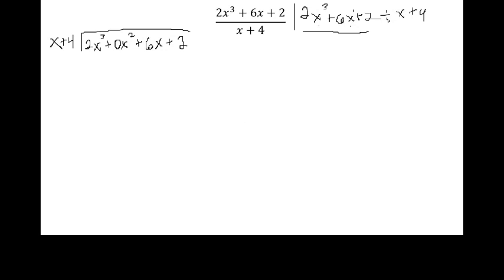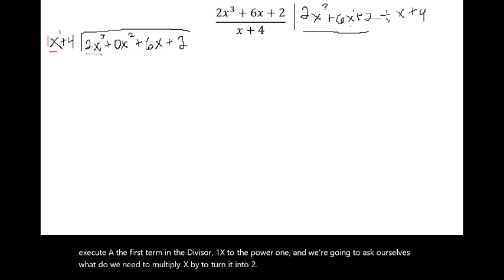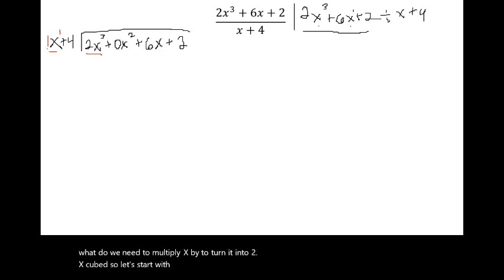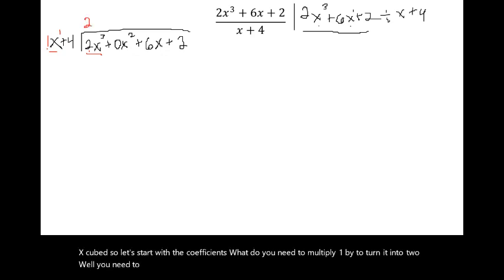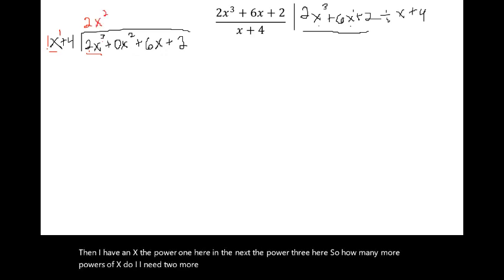All right, so what we're going to do is compare the first term in the dividend, 2x cubed, to the first term in the divisor, 1x to the power 1. And we're going to ask ourselves, what do we need to multiply x by to turn it into 2x cubed? So let's start with the coefficients. What do you need to multiply 1 by to turn it into 2? Well, you need to multiply it by 2. Then I have an x to the power 1 here and an x to the power 3 here. So how many more powers of x do I need? I need 2 more powers of x. So this will be 2x to the power 2.